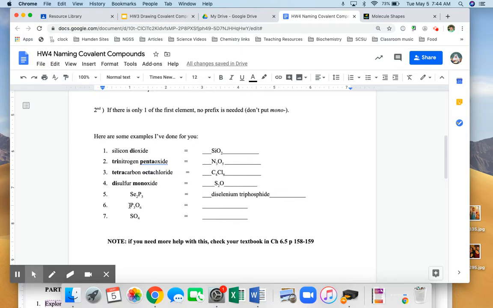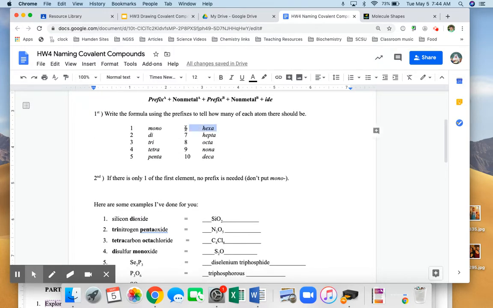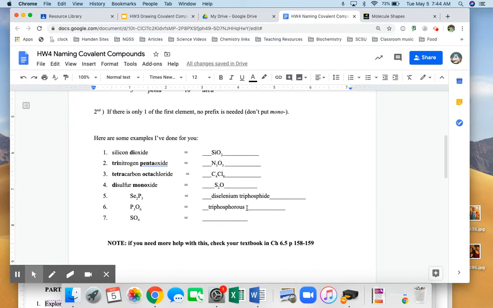The next one is P3O6. So 3 tells us that I'm going to have a tri. P again is phosphorus. And then 6, oxygen. So my prefix for 6 is hexa, triphosphorus, hexa, and then O, oxygen becomes oxide, hexaoxide. All right. The last one is SO4.